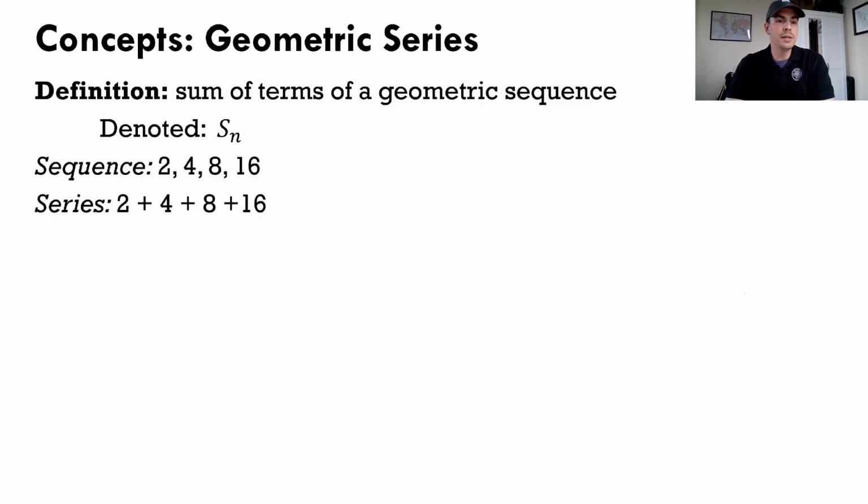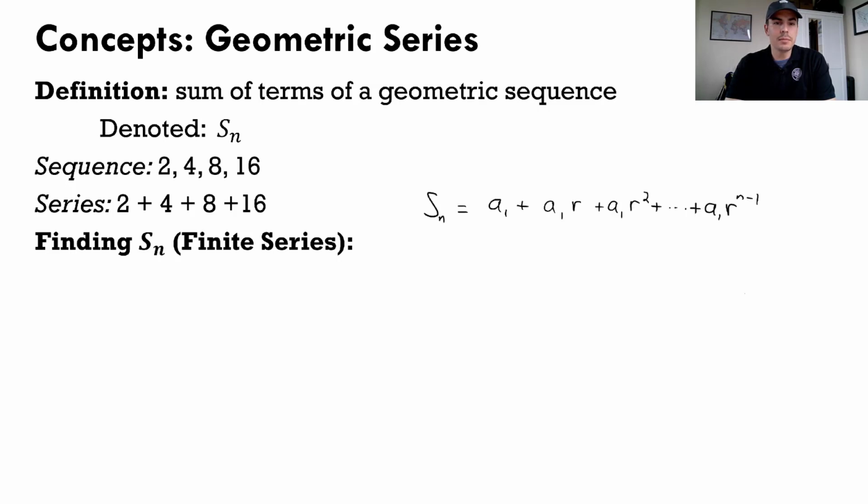So again, if I have my sequence 2, 4, 8, 16, my series would be 2 plus 4 plus 8 plus 16. So finding the sum of a finite series would look something like this. I'm going to write out the sum of a finite series as a sub 1 plus a sub 1 times r plus a sub 1 r squared, plus, and then all the way at the end we have a sub 1 r to the n minus 1. So we get this from our formula that we used in the last video.